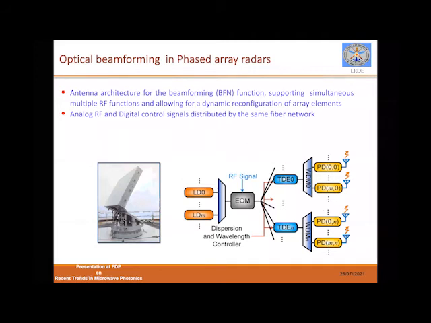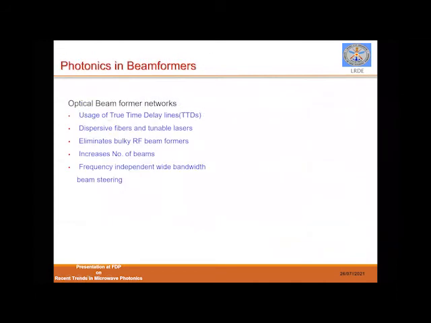So in the optical domain itself, we are introducing the time delay. Now, what are the advantages? We can use true time delay lines for this purpose. Dispersive fibers and a combination of tunable lasers can be used, and it eliminates bulky RF beamformers and increases the number of beams.